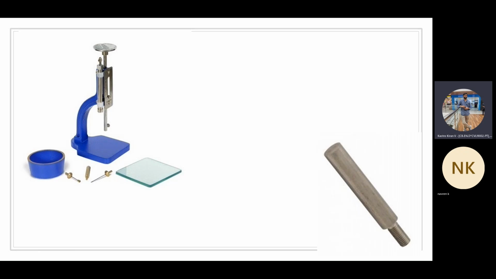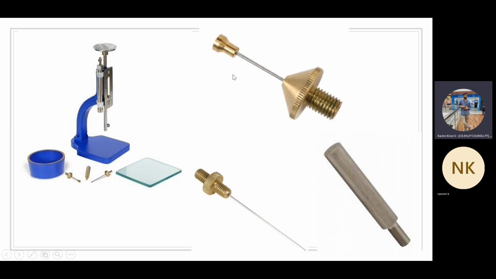And the second one is the needle called the initial setting time needle, the needle at the top. And we have one last needle which is called the final setting time needle. These are the three needles that you are going to use to find out the standard consistency, the initial setting time, and the final setting time. The diameter of the needle varies based upon the test that you are going to do.